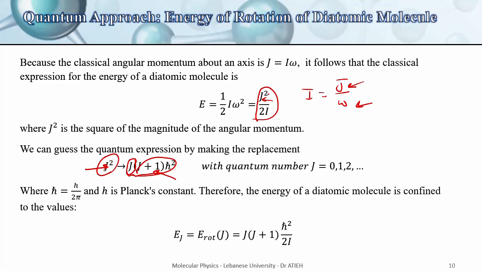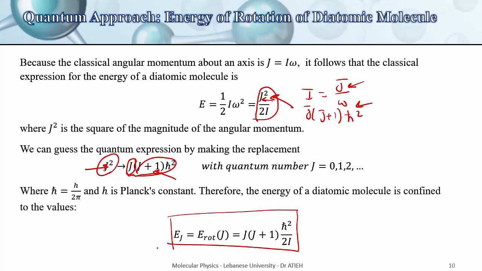So if we replace J squared with j times j plus 1, with j a quantum number, times h bar squared, we are going to see that our rotational energy is quantized. It's a function of a quantum number j that goes 0, 1, 2, etc. This energy depends on the quantum number j and on the moment of inertia of the molecule. But is this true? To know that, we must solve the Schrödinger equation for rotational energy. So let's do that together.